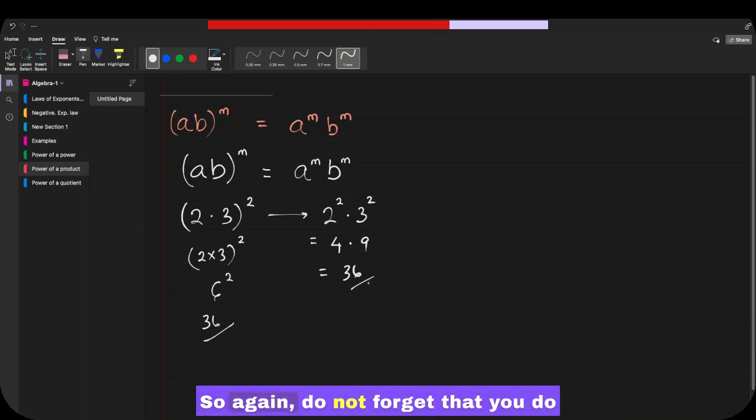So again, do not forget that you do not need to memorize all of this. With practice, it will subconsciously become part of you. That's why it is so important to practice.